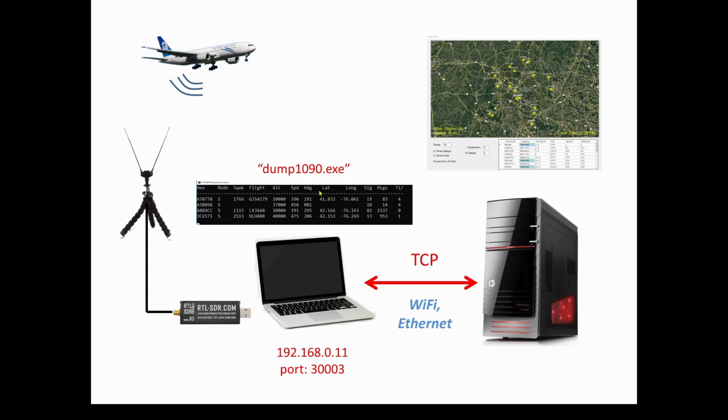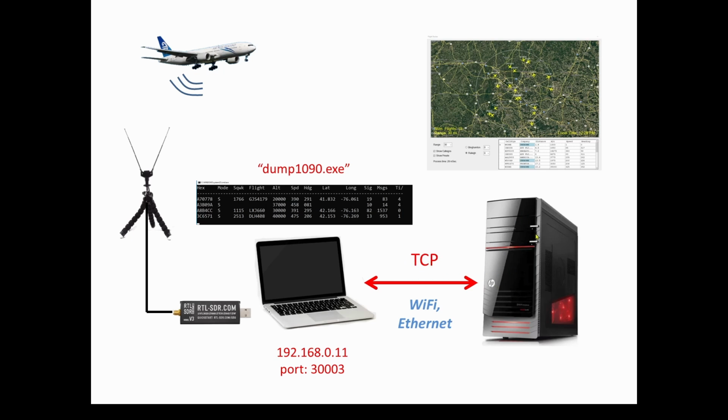And what we're going to do in this video is we're going to say, okay, now that we've got Dump 1090 installed and it is giving us data, we also know that it has the ability to not only show you the data in this console display, but also to send all that data over Wi-Fi or Ethernet to another computer using TCP.